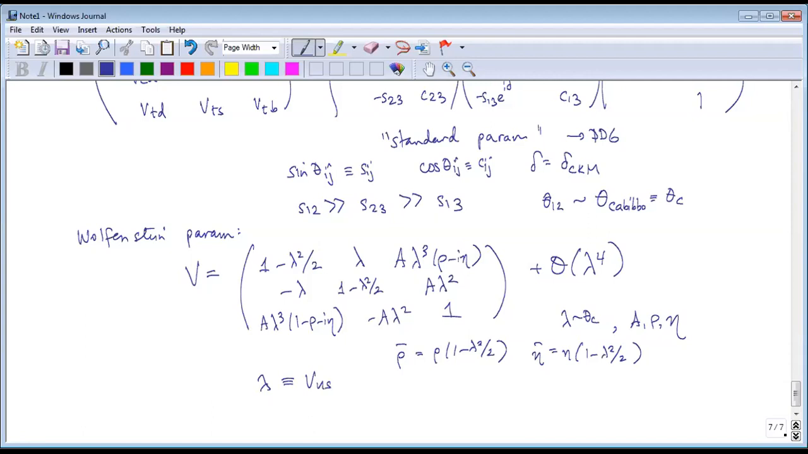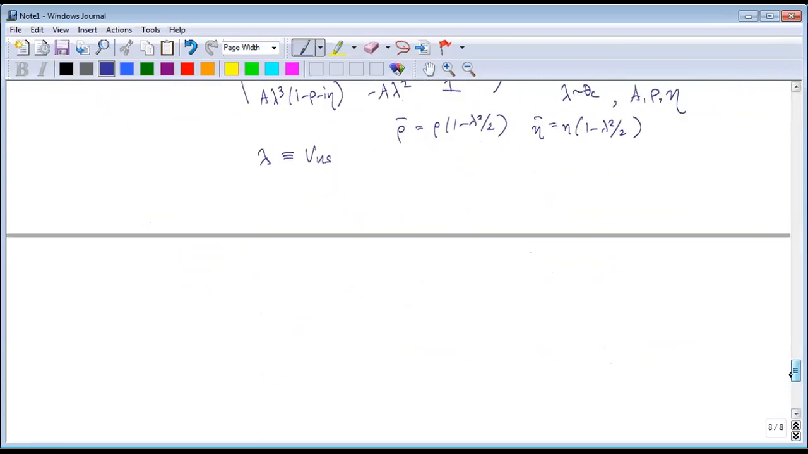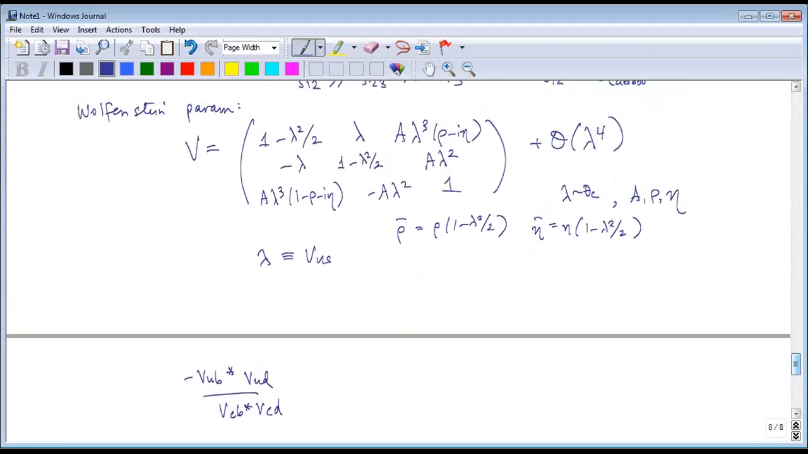Okay. Now let's talk about CP violation. Where am I? I still have a little bit of space. I guess I'll go to the next page. So let's consider, for example, minus VUB star, VUD, VCB star, VCD. Actually, I want to pull this up a little bit so we can see this. So remember, these are these various entries here in this matrix, and so we can write out what these things look like.